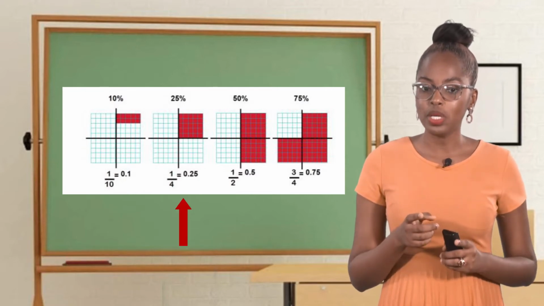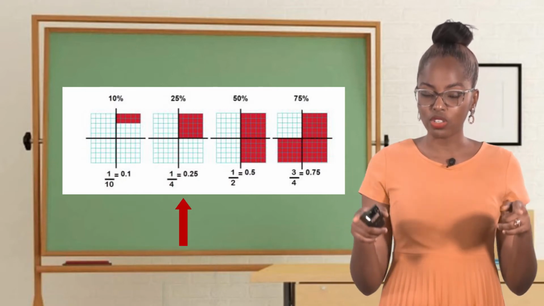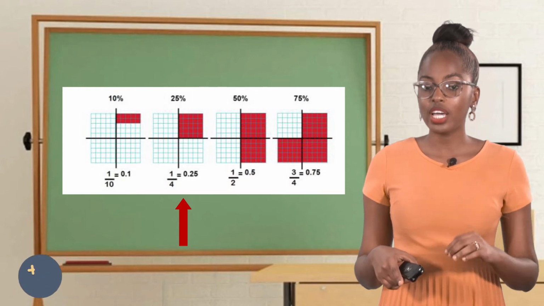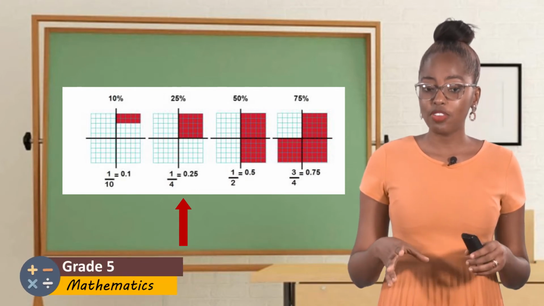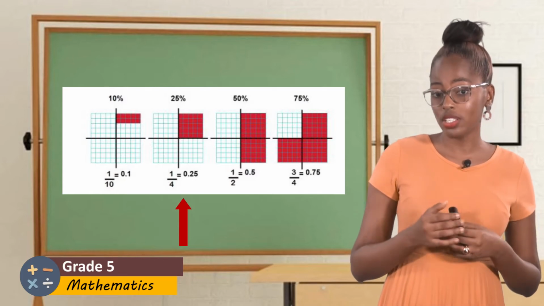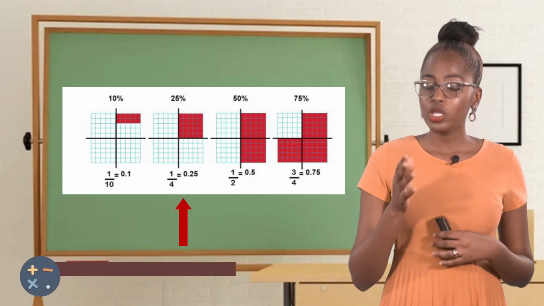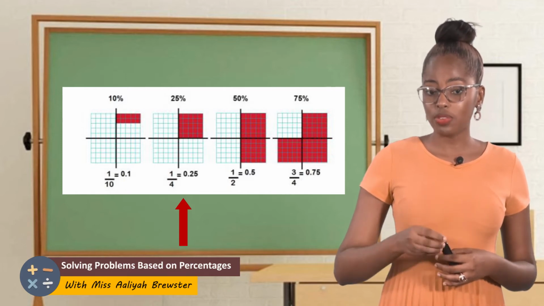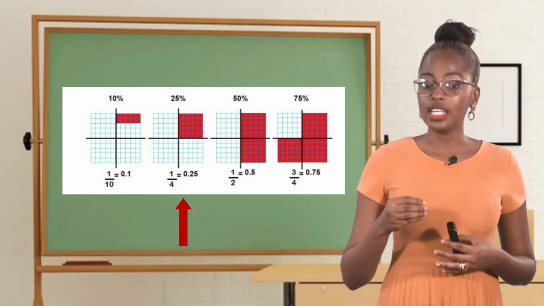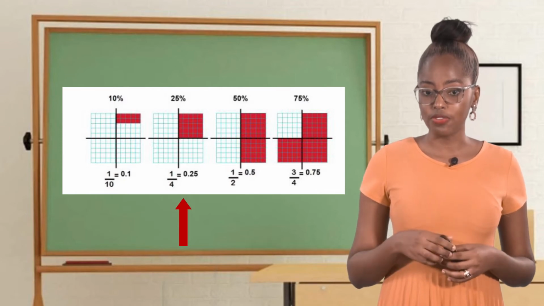The second image, we have the same 100 grid. However, we're looking at 25%. And if you notice on the screen, 25% is the same as a quarter. Therefore, 25% as a fraction is a quarter, while 25% as a decimal is 0.25.